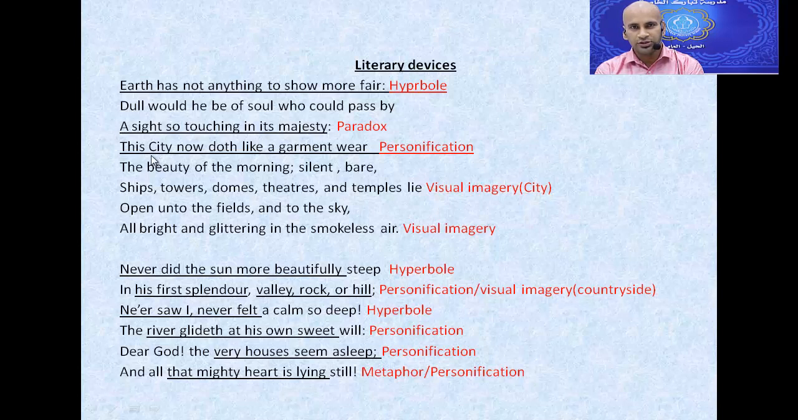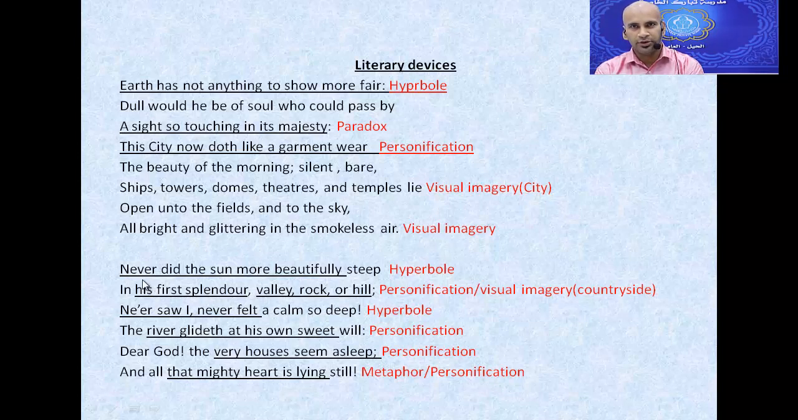Then the fourth line, "the city now doth like a garment wear," is a personification. Here we can find even the city is capitalized to show the city is a very handsome person who is wearing garments. Then in the next 2 lines we can find visual imagery of ships, towers, domes, theatres and temples lying very beautifully. Then, "all bright and glittering in the smokeless air." All these sights shining in the smokeless air is a very interesting visual imagery.